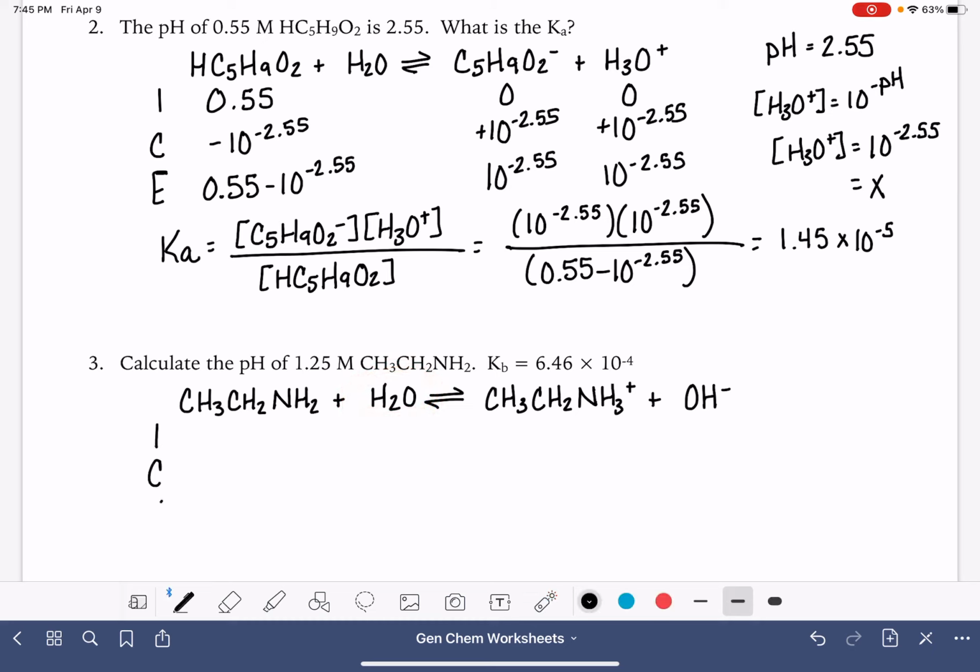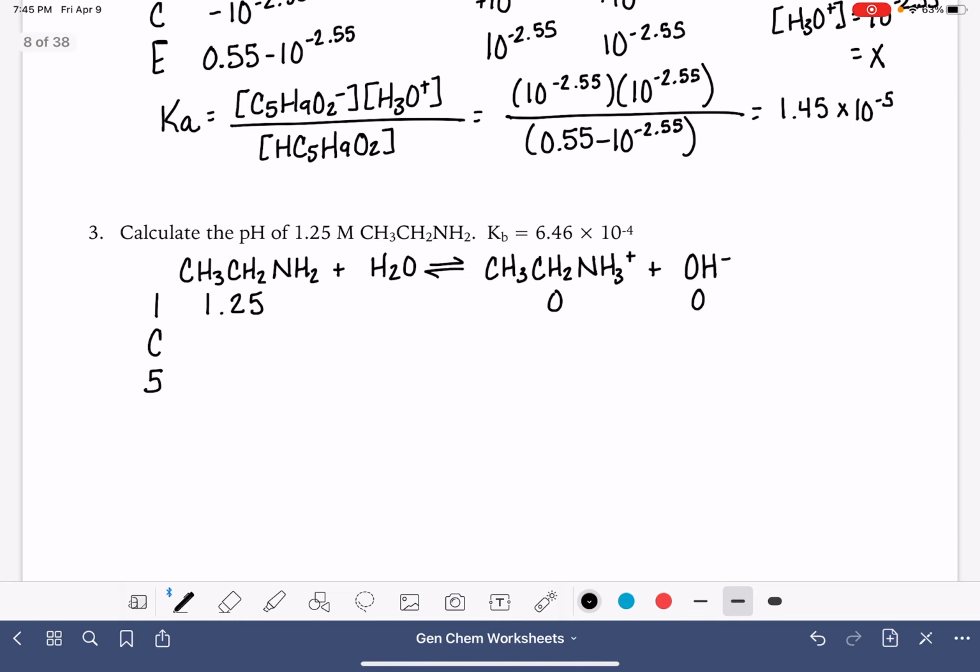From here, we're going to make our ICE table. The initial concentration of C3H2NH2 is 1.25 molar. Initially, we have no products. We are going to lose some amount of our reactant and make some amount of our products. And at equilibrium, we will have 1.25 minus X of our reactant. We will have X of each one of our products.